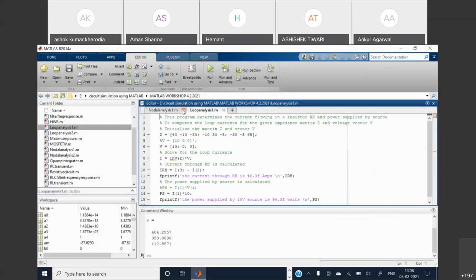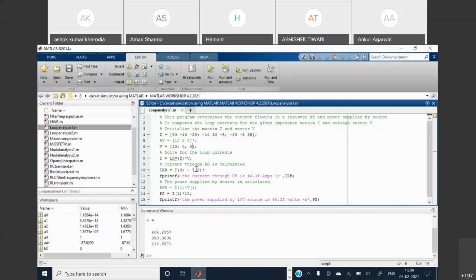So what we have done is enter Z in terms of a matrix. The same question which I think one of the fellows asked, they can try for that. Z is entered as a matrix: 40, minus 10, 30. V, you can enter either as a transpose or in this fashion, as a matrix, and I'm writing I equal to inverse of Z into V.